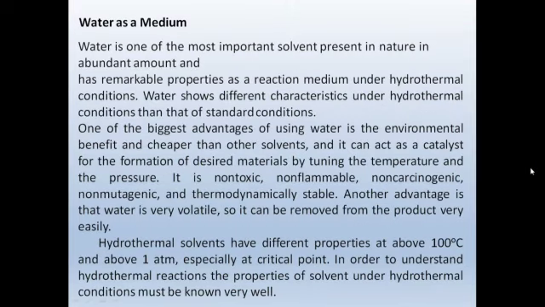Water is used as a medium in the solvothermal or hydrothermal process. Water is one of the most important solvents present in nature in abundant amount and has remarkable properties as a reaction medium under hydrothermal conditions. Water shows different characteristics under hydrothermal conditions than that of standard conditions.